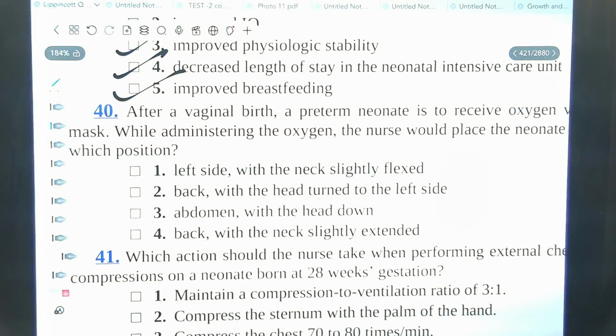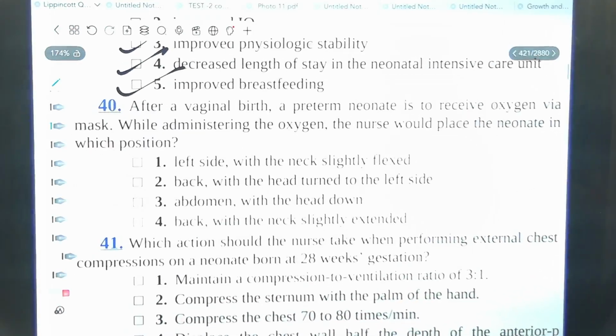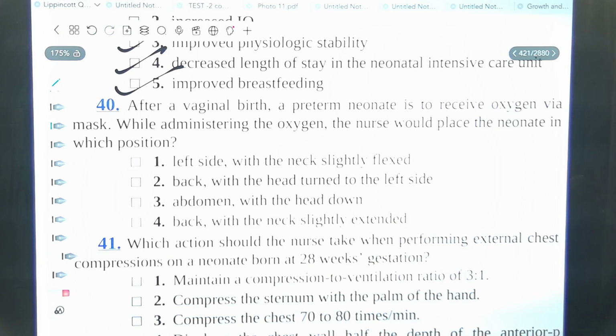Next question. After a vaginal birth, the preterm neonate is to receive oxygen via a mask. While administering the oxygen, the nurse should place the neonate in which position? Which position is best to ventilate the lungs and expand the lungs and improve oxygenation? So choose the right response. Fourth will be the correct answer, that is back with neck slightly extended.